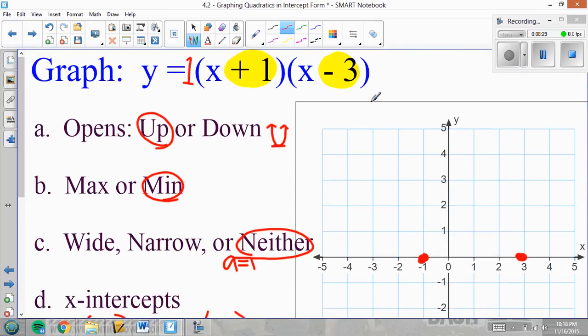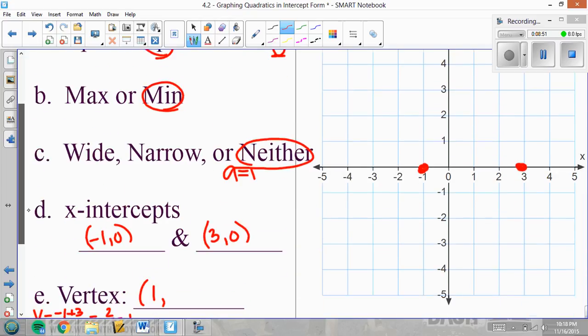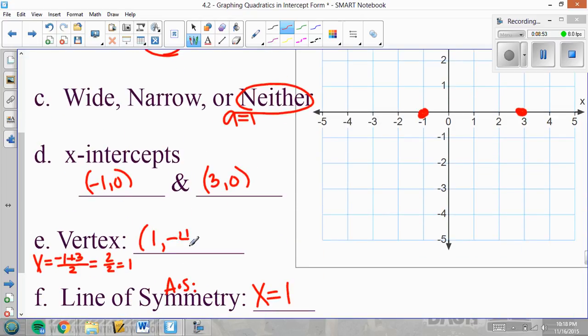So I can plug that in. So y equals, I have 1 plus 1 times 1 minus 3. Reducing my parentheses, 1 plus 1 we know is 2, and 1 minus 3 is negative 2. So we know 2 times negative 2 gives me negative 4. So I have the vertex of 1, negative 4. And we can draw that line of symmetry going directly through the vertex.